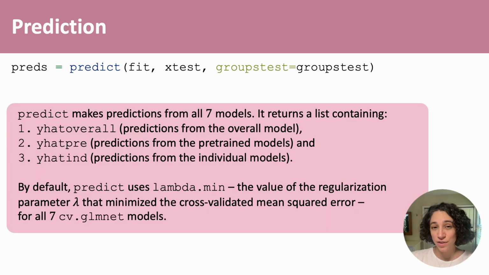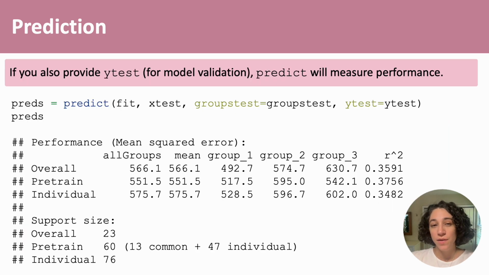To make predictions for new data, say X test with group indicators groups test, we simply pass these into our call to predict. And ptLasso will make predictions for all 7 models. Now by default, it uses lambda.min, the value of the regularization parameter lambda that minimizes the cross-validated mean squared error, for all 7 models. If you'd like to use a different value, you can specify this in your call to predict. If you also provide y-test for model validation, predict will return performance measures.